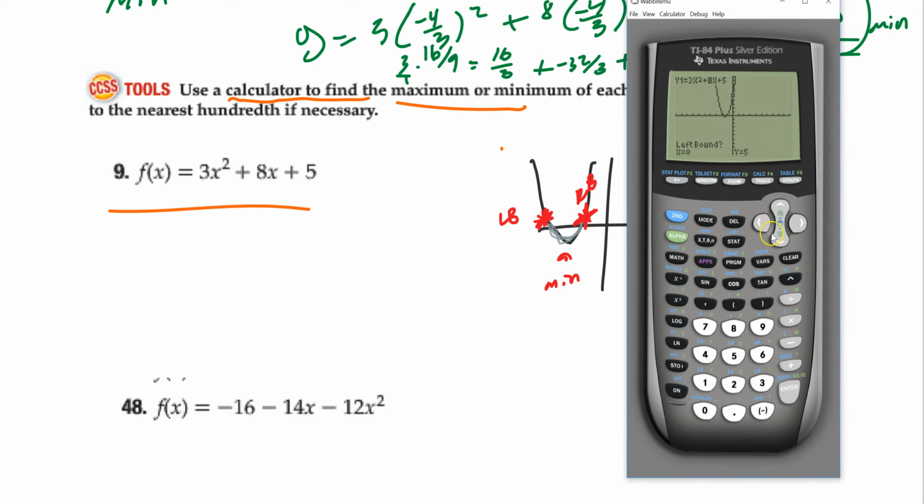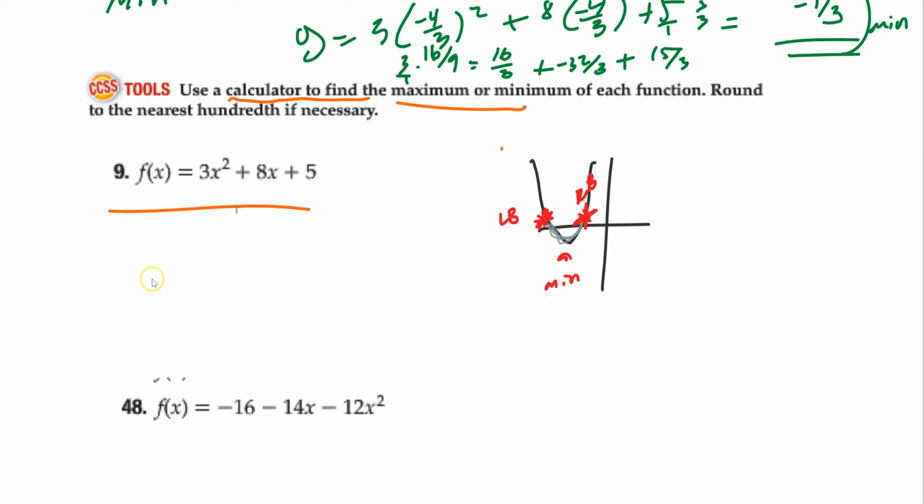So see how it says left bound? I like to move to the min, so it's around there, then move left a little bit. Then it says right bound. Go back to the min, now move right a little bit. Hit enter. It says guess. Of course, guess. And then you get your min. Negative 1.3, or negative 4/3, and negative 0.3, or 1/3. There you go. The minimum again is the y value. So negative 1/3 or 0.33.